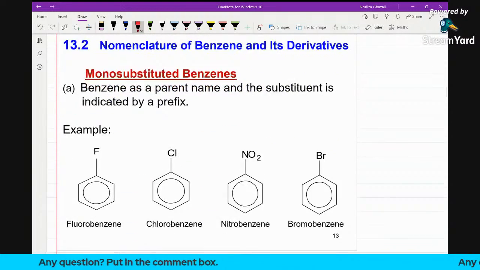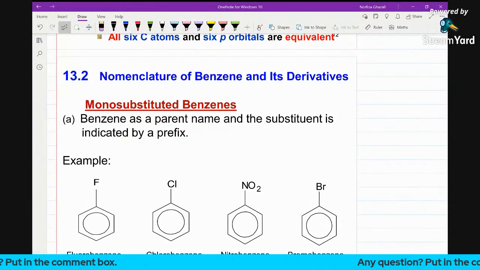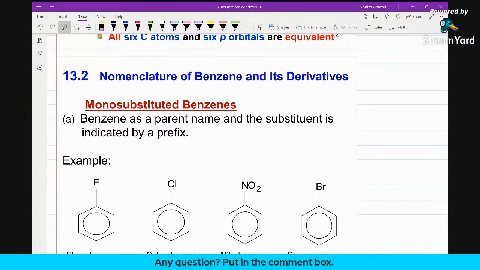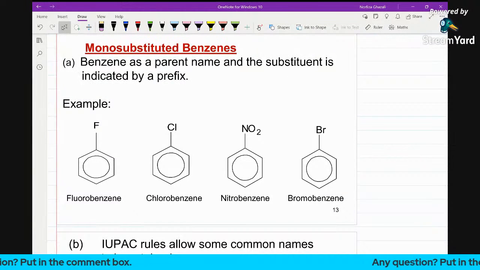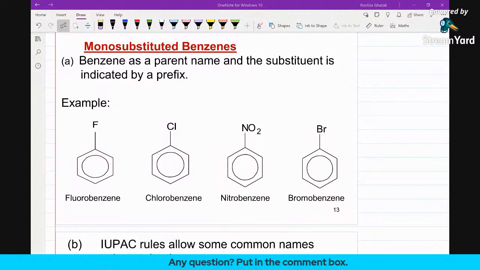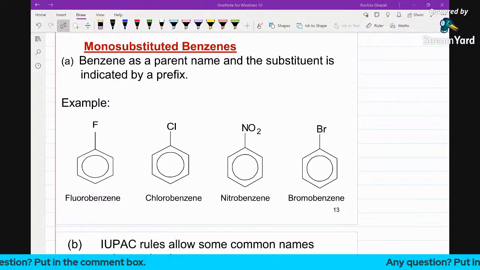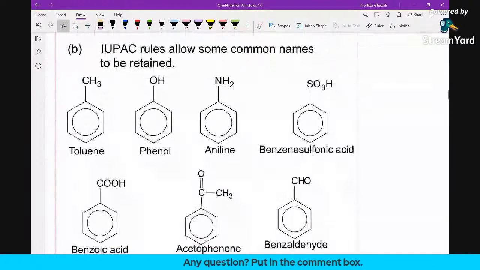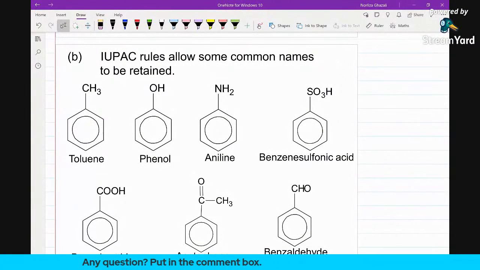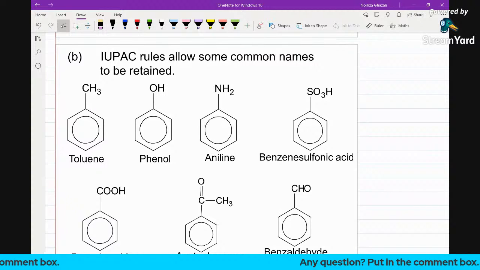Then okay, now nomenclature of benzene. Okay, remember this is just a revision. Okay, so monosubstituted benzene. If fluorine is attached to the benzene, we call it fluorobenzene, chlorobenzene, nitrobenzene, bromobenzene. So benzene is the parent name, right? IUPAC rule. Okay, this one, some common names that we can use as IUPAC names.